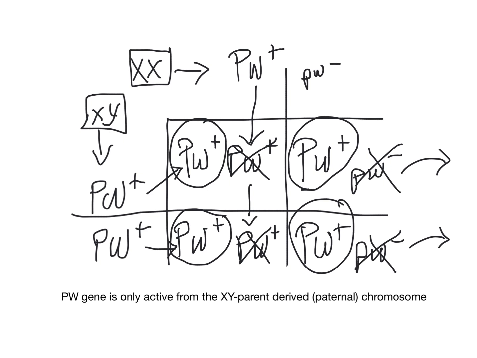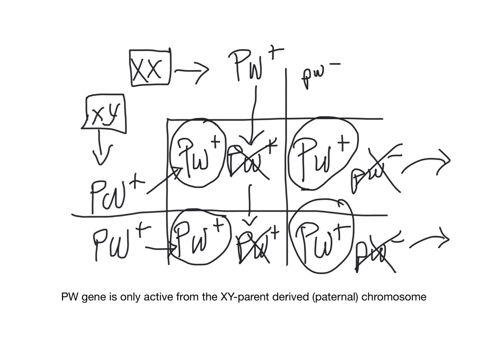We can't know from this Punnett square whether these people will have children with Prader-Willi disease, because we don't know the XY genotypes of these two people. If they were XY people, they could pass it on to their offspring. But if they're XX people, they can't.